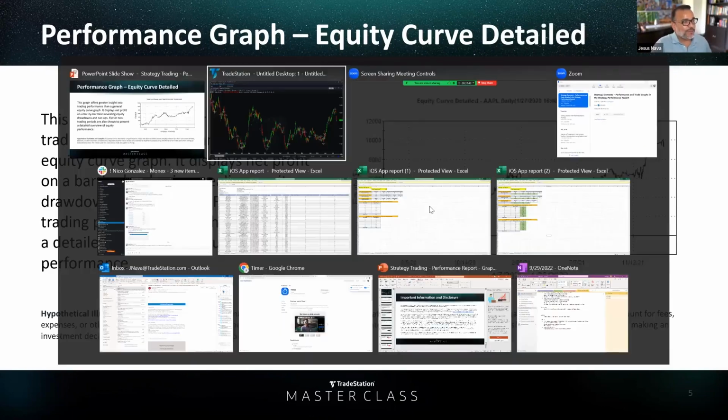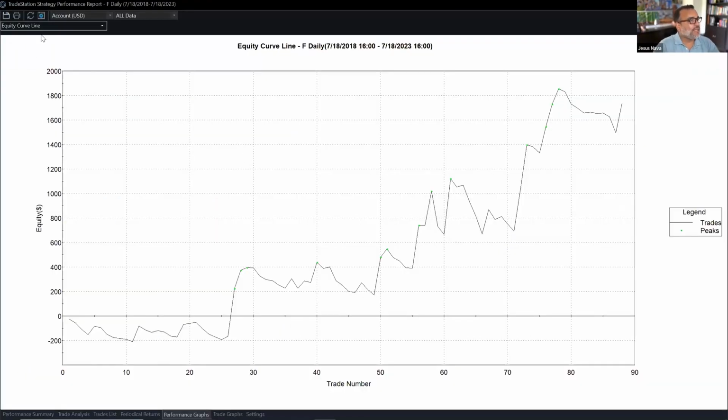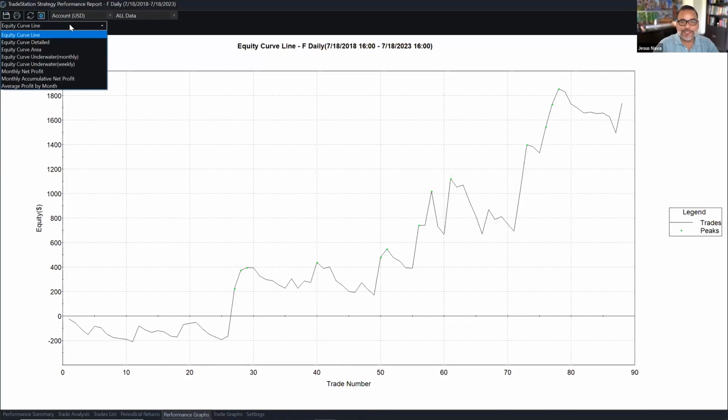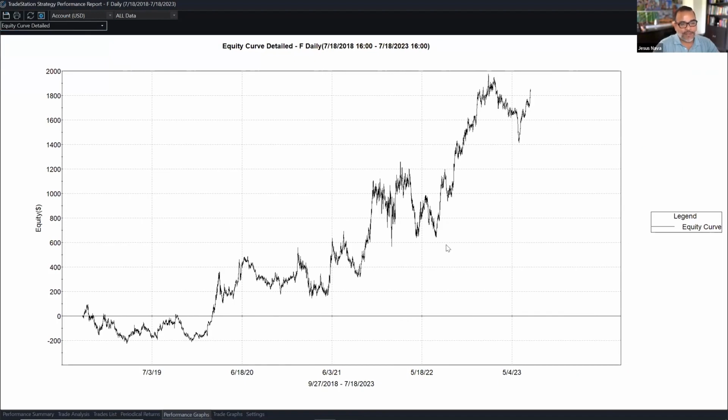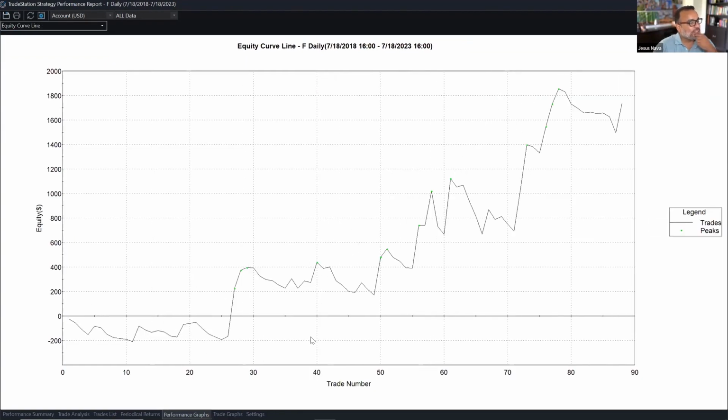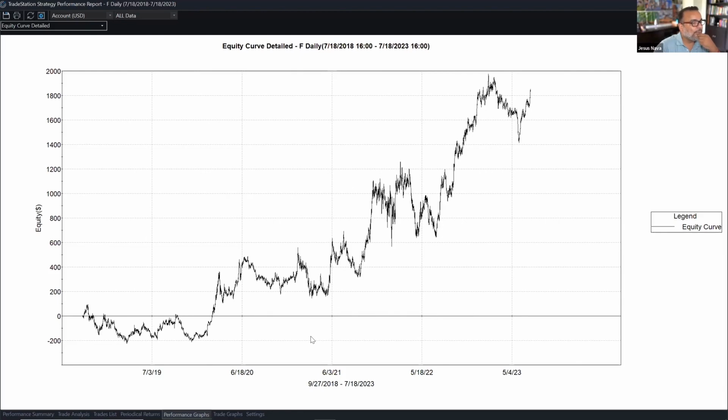So if I go here to my performance and I go to the drop down, this is how you switch the chart. I mean, the graph. Let's go to the drop down. We're going to go to the equity curve detailed. And you can see that we have far more detail in the graph. We can see where the P&L has been historically. So if I want to compare, let's see if I can find.